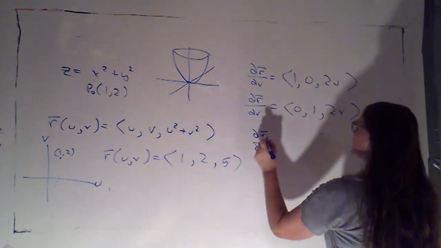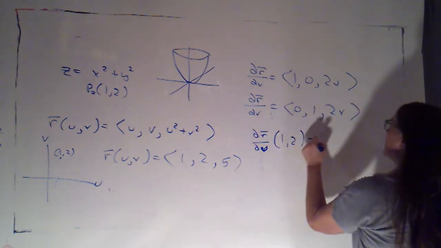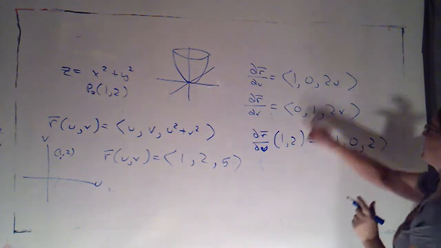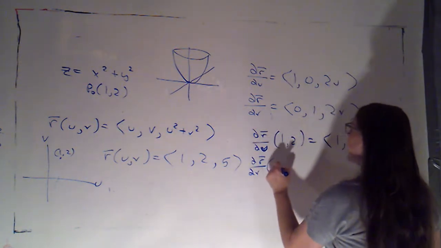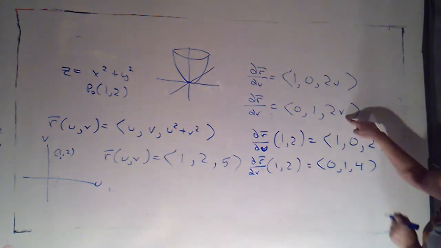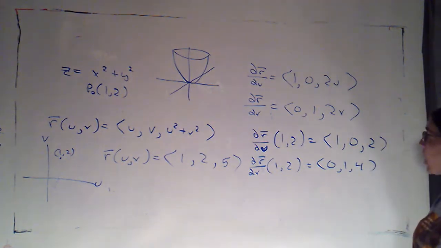Whoops. Let's do del r del u evaluated at 1, 2. So that's just going to be 1, 0, 2, because I'm plugging in 1 for u. Del r del v at 1, 2 is going to be 0, 1, 4, because I'm plugging in 2 for v. And so now let's take their cross product.